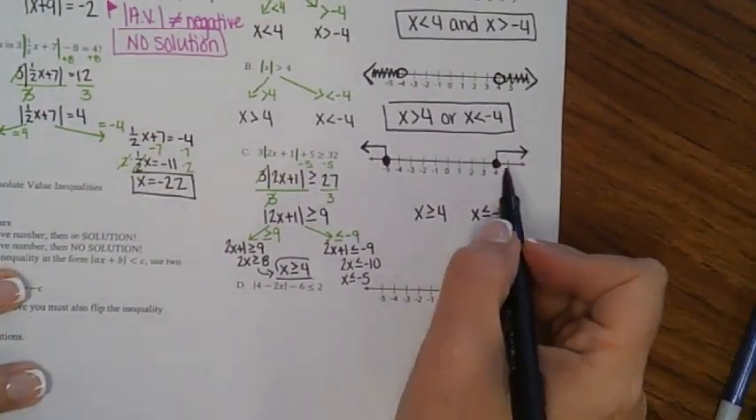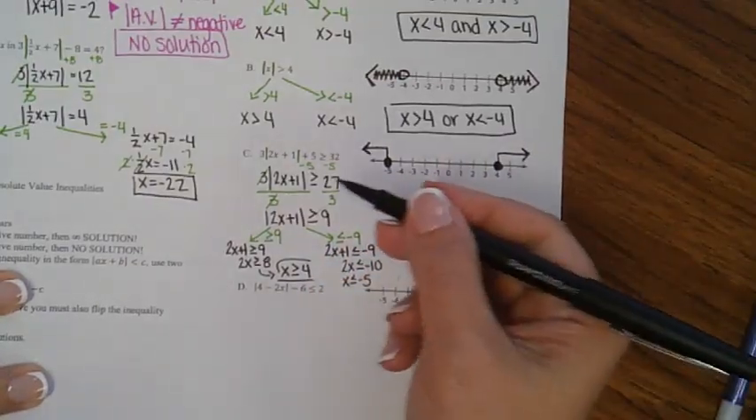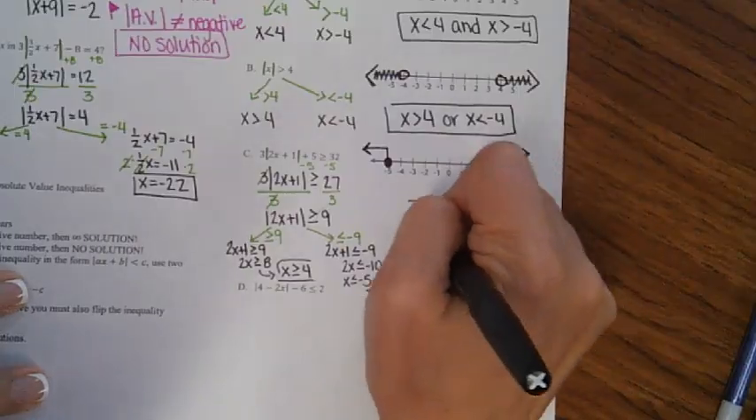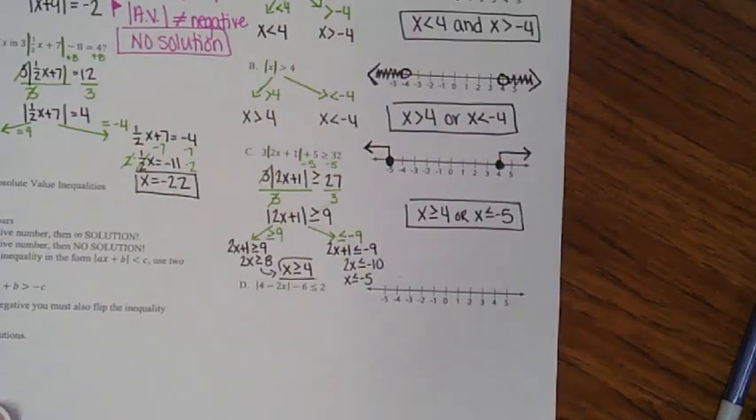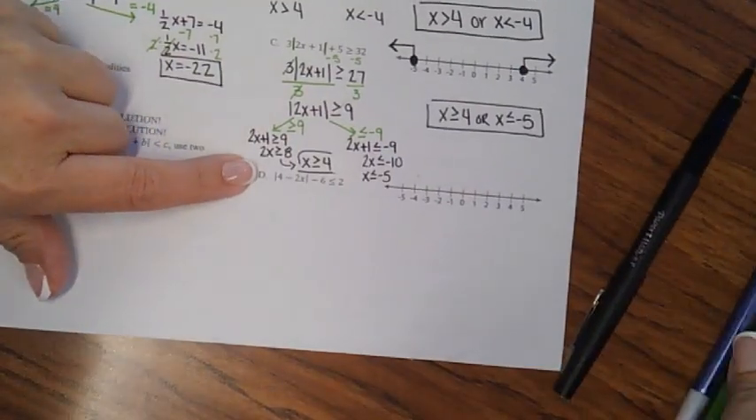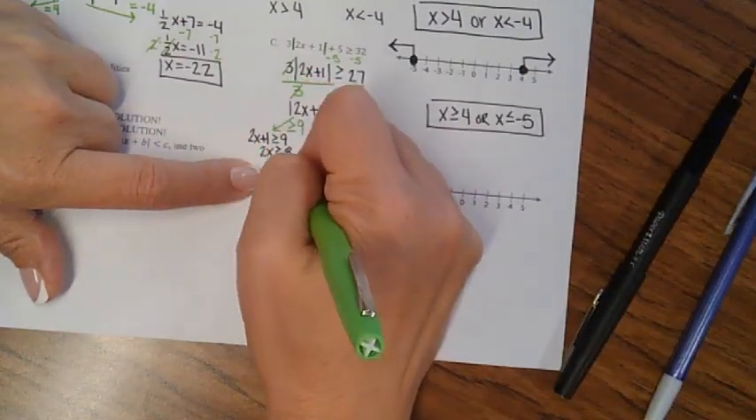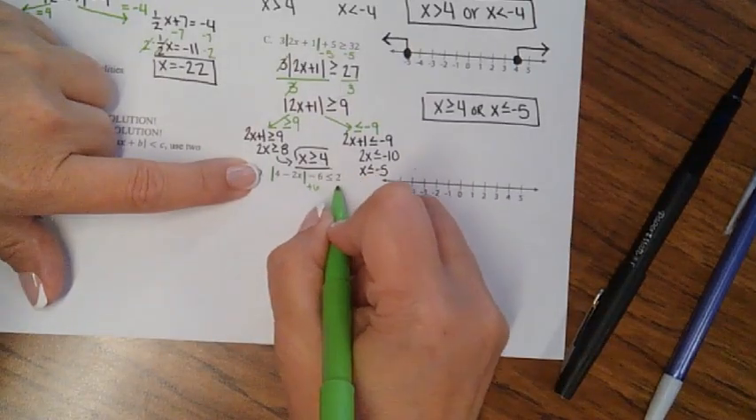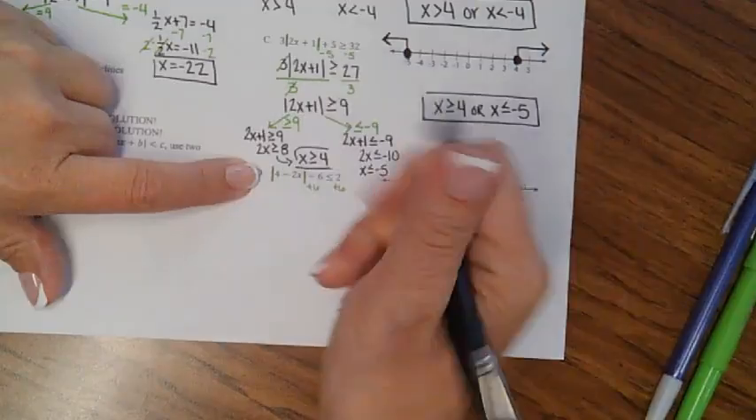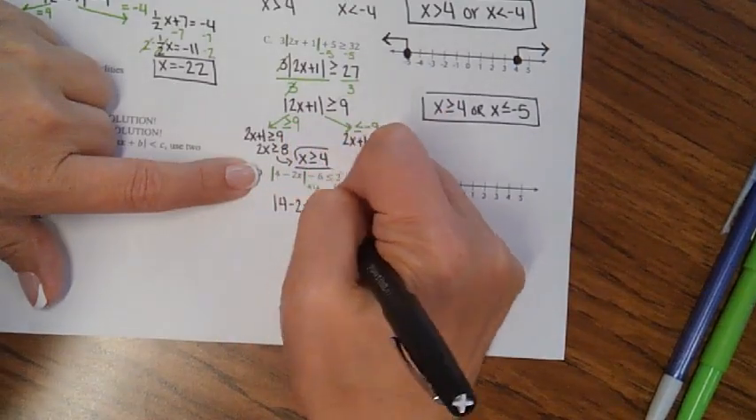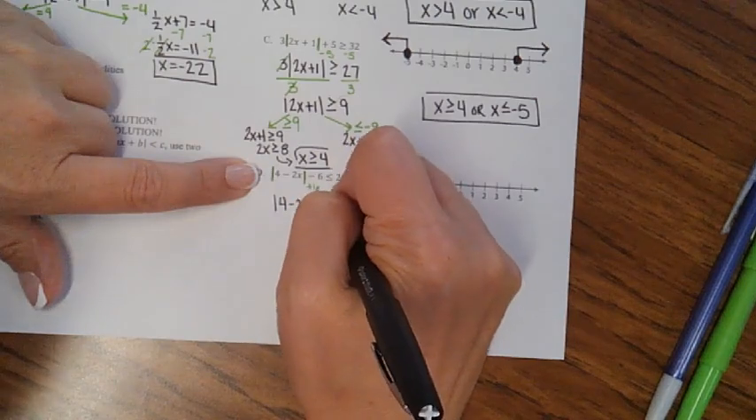All right, so these are pointed in this way or that way, so that means I write or in between my two answers. All right, last one, almost done. Okay, so same rules. Get those absolute value bars by themselves, so that means I need to get rid of the 6. I'm going to add 6 to both sides. I've got the absolute value of 4 minus 2x is less than or equal to 8.